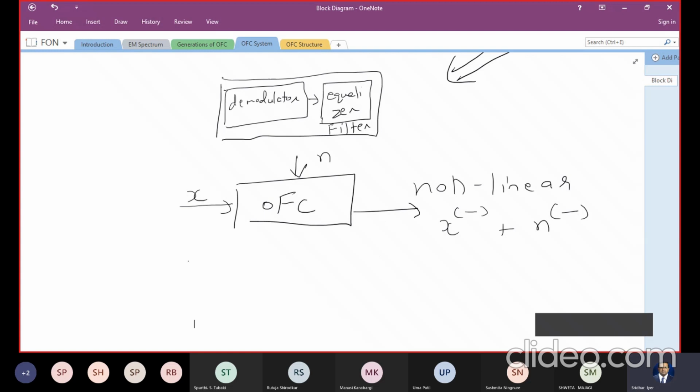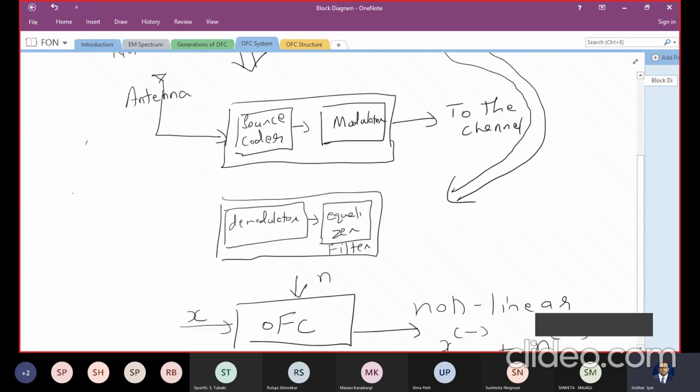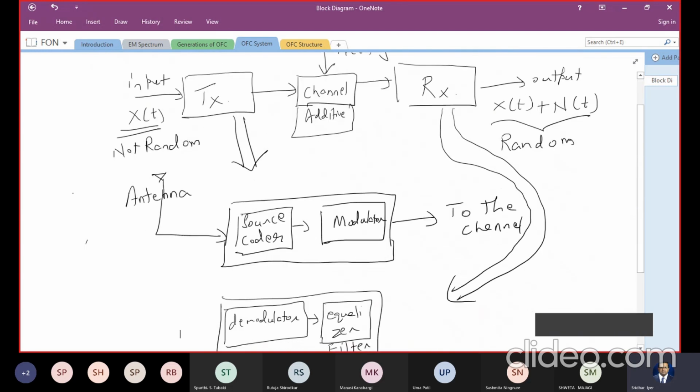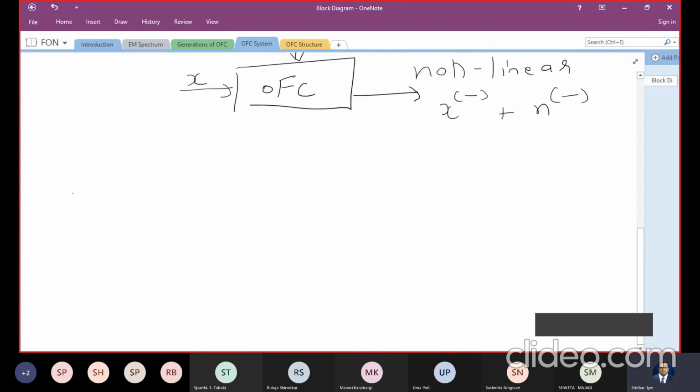Okay. So, that was some introduction there. Now, before we move on to the actual block diagram for an OFC system, at the transmitter and at the receiver, you have seen that we are using a modulator and a demodulator.